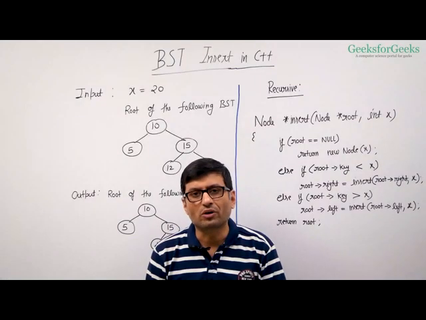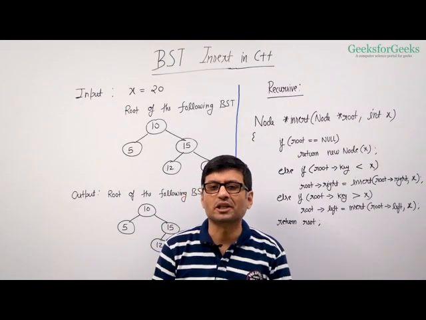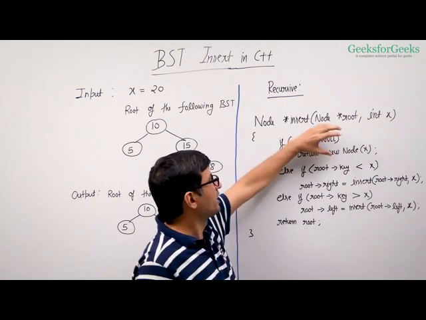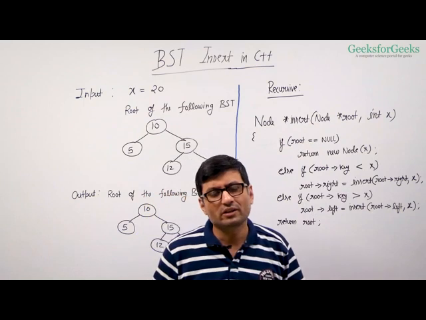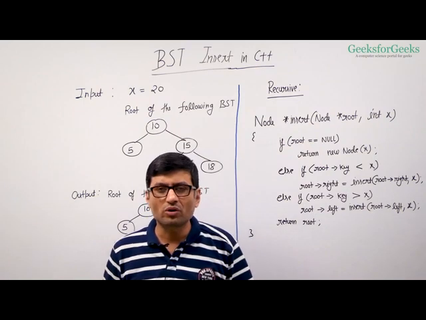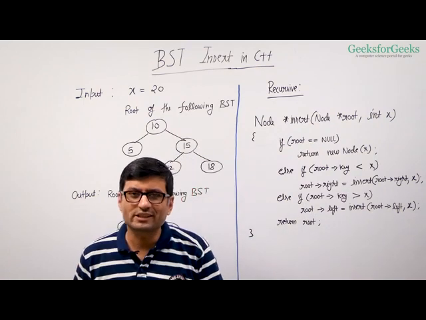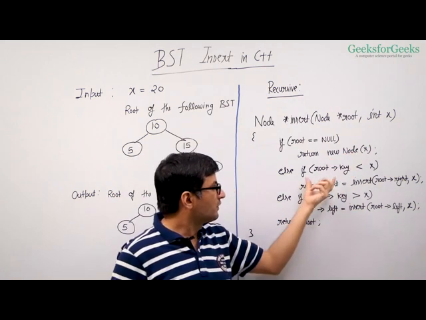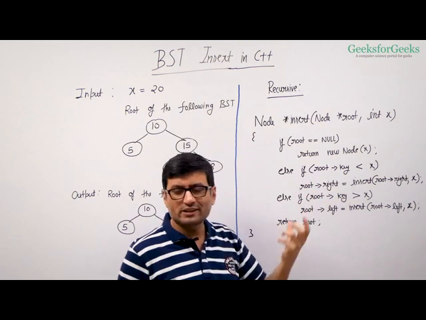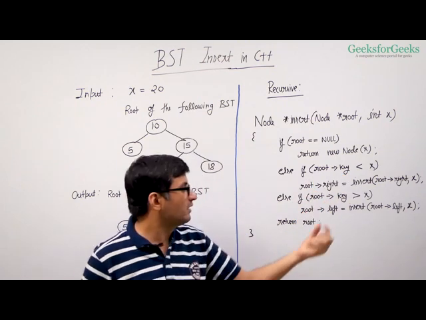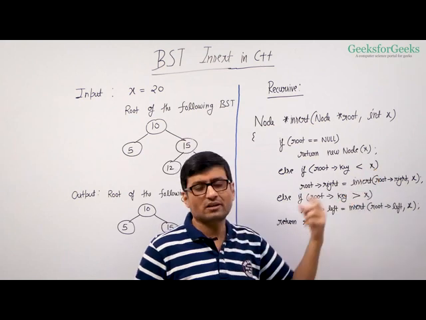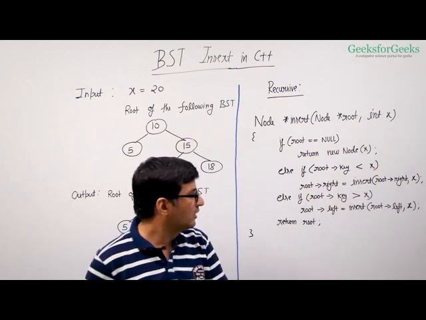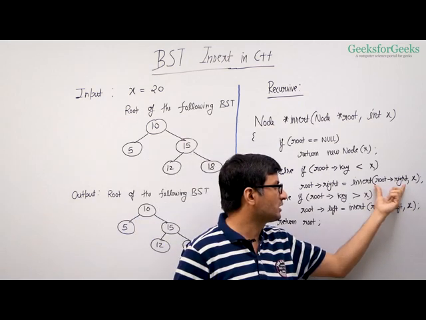Let us now talk about recursive C++ implementation for BST insert. So first case is very clear. If root is empty, then we create a new node with the value x and we return this new node, right? If the root arrow key is smaller than x, the key that we want to insert, then this key is definitely going to be inserted into the right subtree, right? So we recursively call for the right subtree.